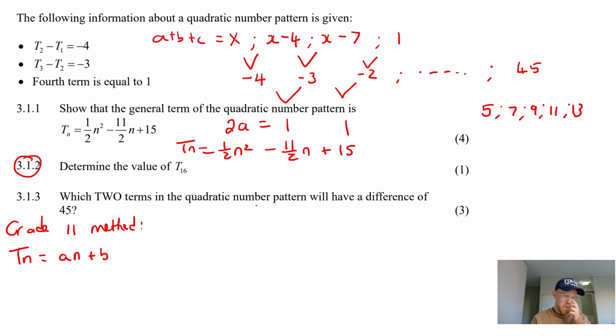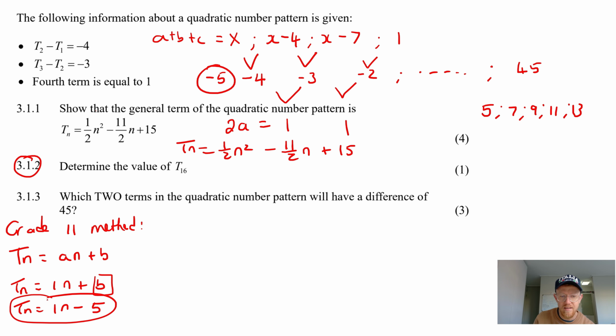Okay, so in the grade 11 method, let's first go find our a's and b's. So a is always going to be the difference. So the difference between one term to the next is 1. So we'll just put a 1. And then your b value, there's different ways of finding b. You can either substitute one of these numbers in, or you can just go work out what the term before this one would be. So if you had to go back once more, this would be minus 5. And that is what your b value would be. Okay, so there's the formula that you get.